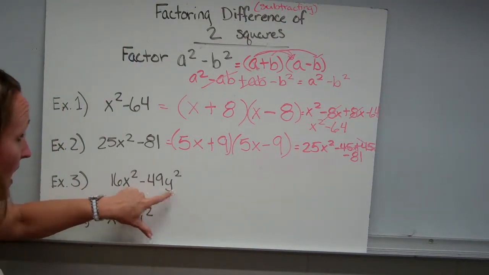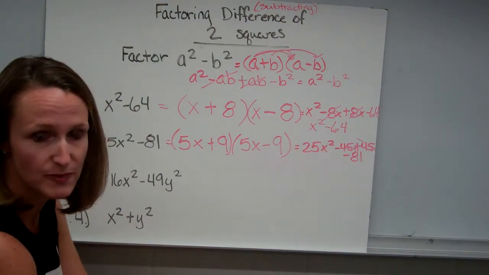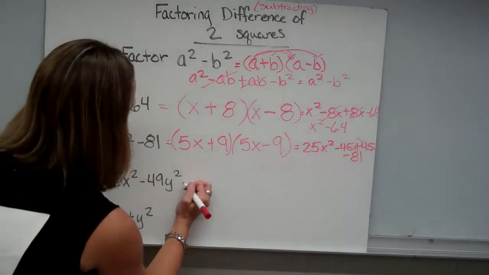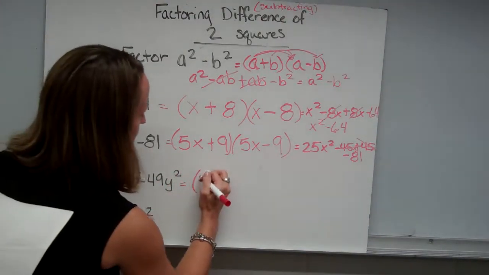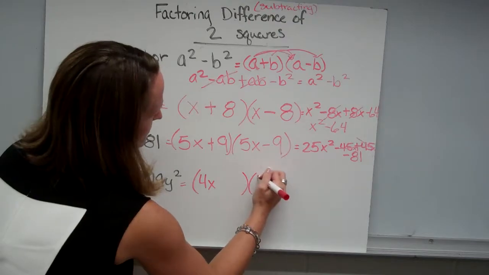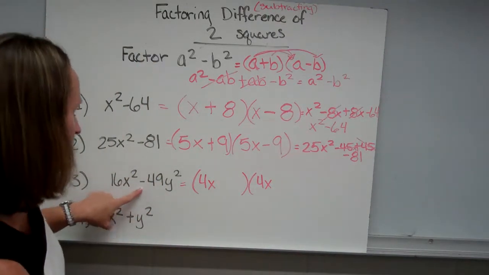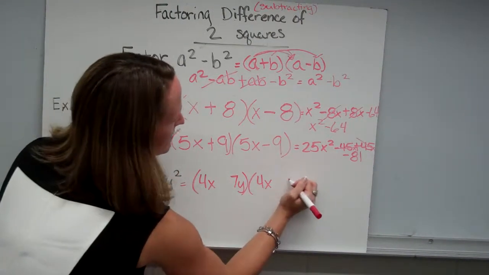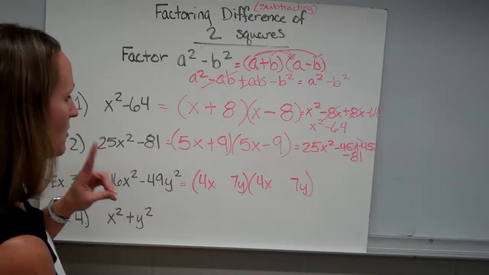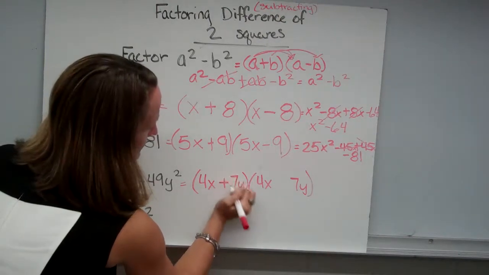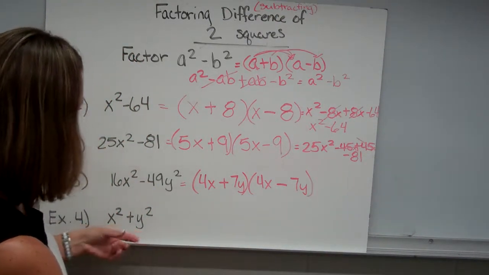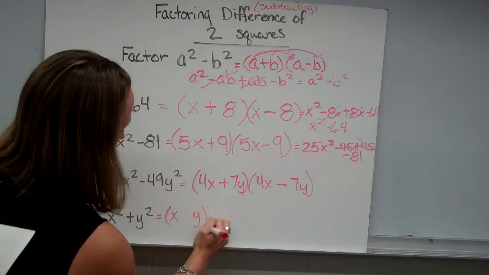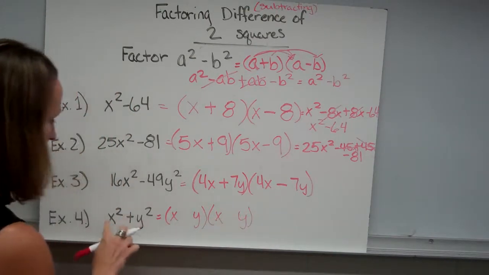This time, I have variables and coefficients in both of my terms. That does not affect how you solve the problem because you still want to take the square root of both terms. So the square root of 16x squared is 4x. I'm going to put a 4x there and also a 4x here. The square root of 49y squared is going to be 7y. So I need a 7y and a 7y. Close my parentheses. We know to make them cancel out perfectly, I need a positive and a negative. Because that's the square root of each of those.